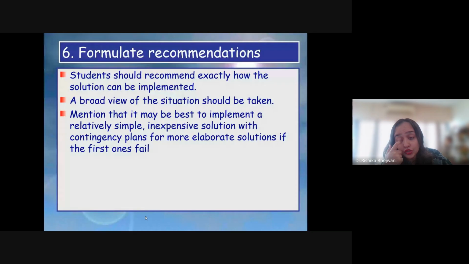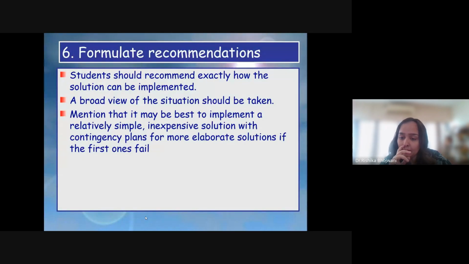So here they need to present it. Students must justify their choice, why this solution is better and what logical reasoning is behind it, with supporting evidence from that case only. Ensure the solution is practical and actionable. Students should also recommend exactly how the solution can be implemented, at what time, and a broader view of the situation should be taken.